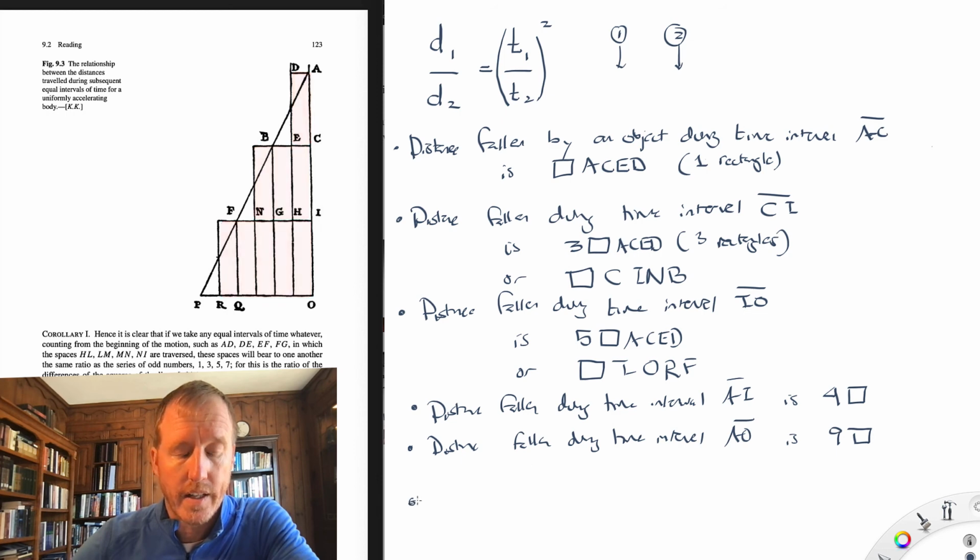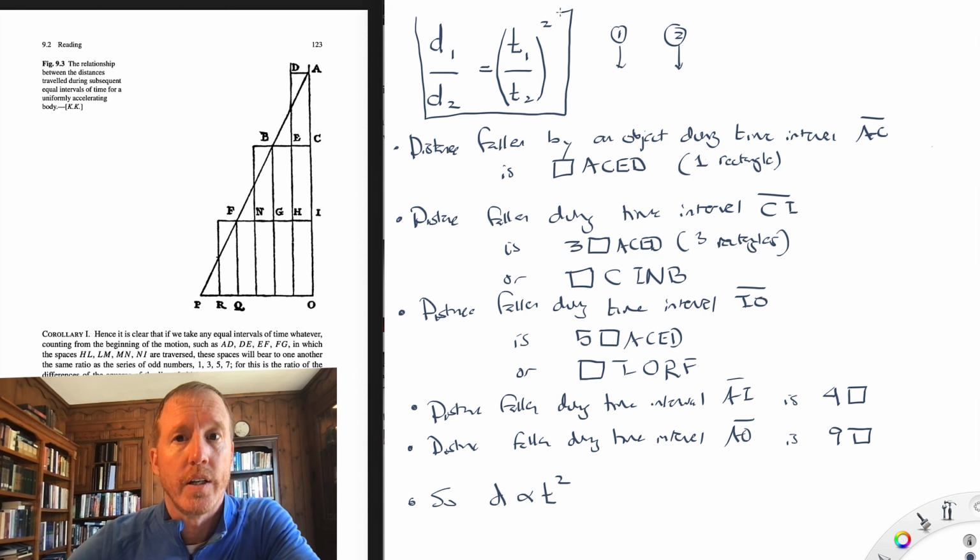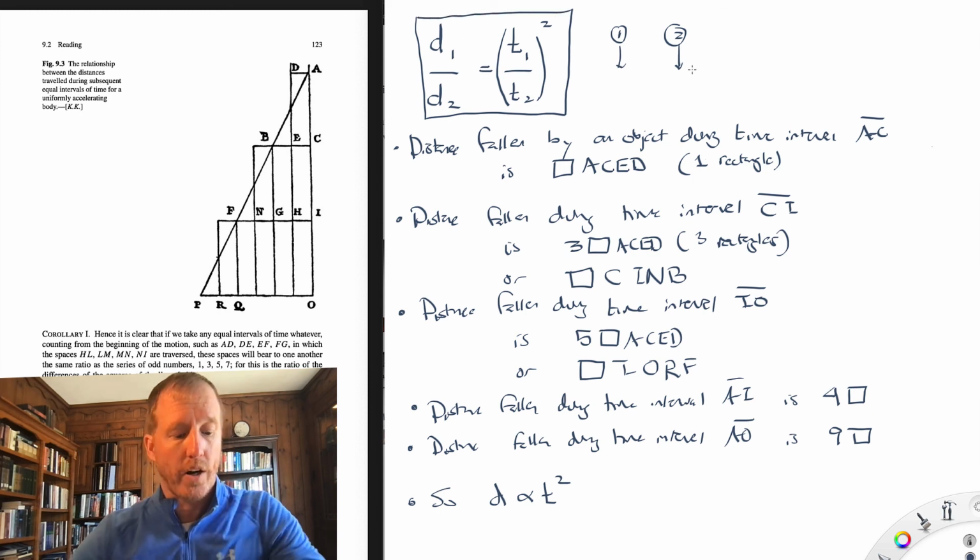Notice then that the distance something falls is proportional to the square of the time. So in 1 unit of time, it falls 1 rectangle. In 2 units of time, it falls a distance of 4, which is 2 squared. In 3 units of time, it falls a distance of 3 squared, or 9. This is precisely what he was claiming, that the distance fallen goes as the square of the time.